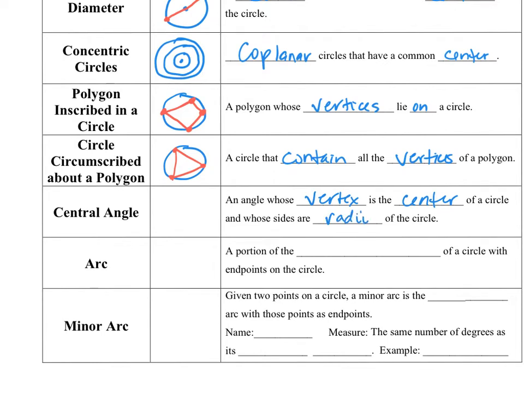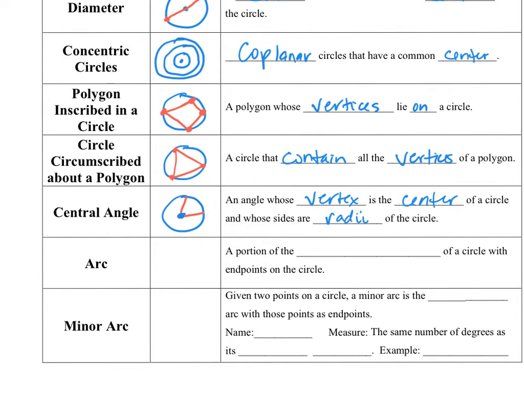So let's draw a picture of that. I'm going to draw a circle and its center. A central angle would be an angle whose vertex is the center of the circle. Notice that its sides are radii of the circle. Okay? Now let's move on and talk about the idea of an arc.